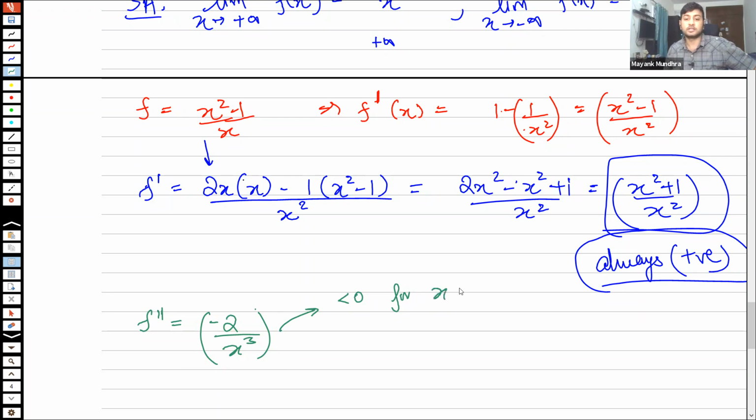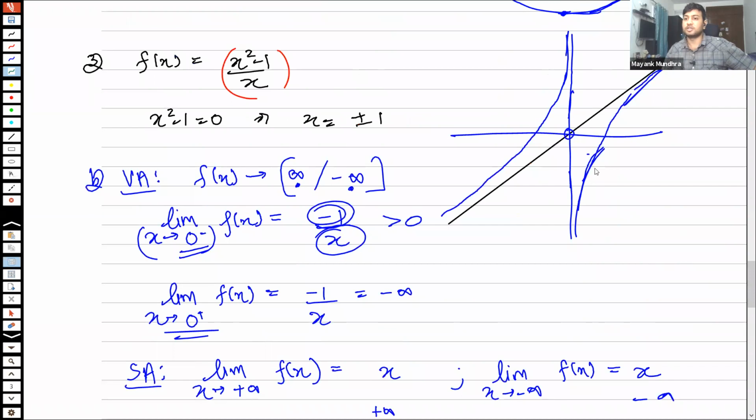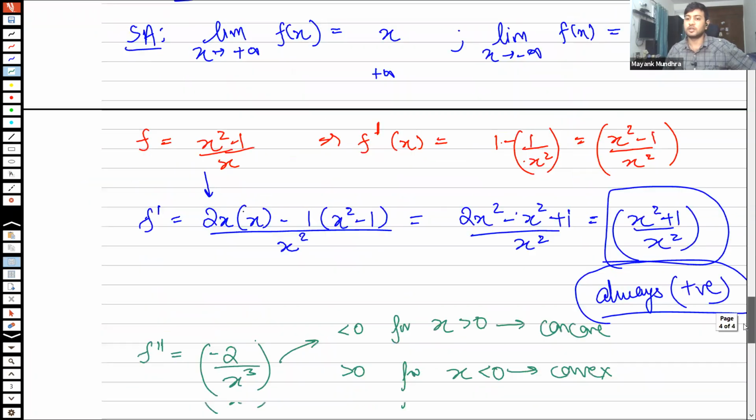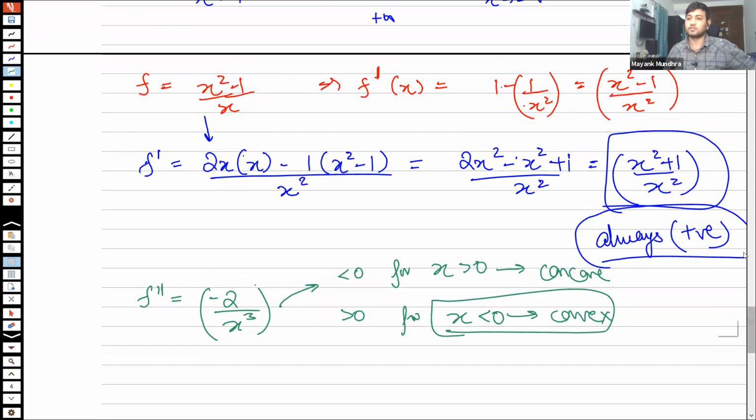So it's negative for x positive, and it's positive for x negative, which means that for x positive, this function is going to be concave, and here it's going to be convex. Okay, and that's how we have drawn it. This is concave, right? This is concave. And this bit is convex. That's how we have done it. Convex to the left. To the left, it is convex. To the right, it is concave. And that's what we have drawn.